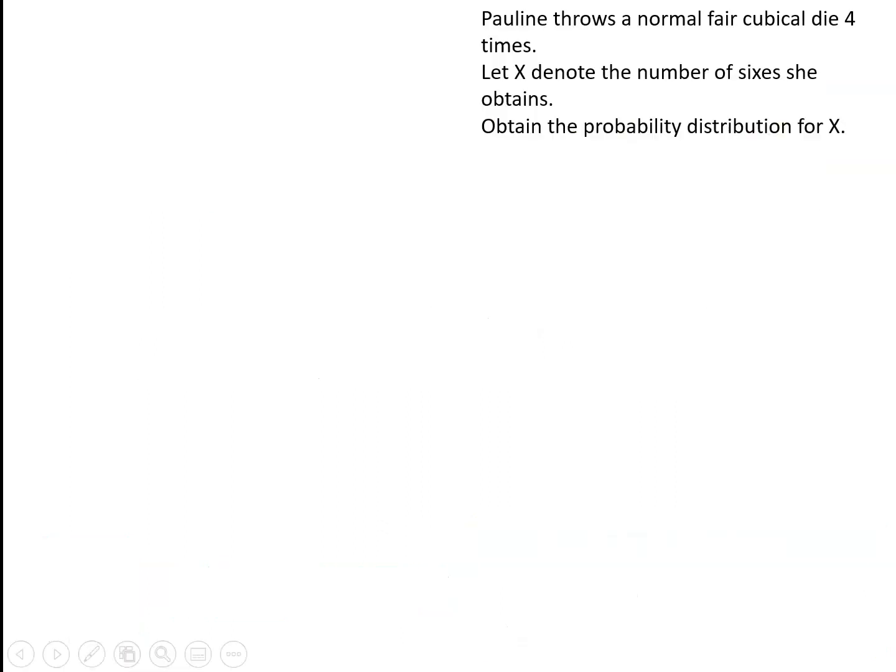So, Pauline throws a normal fair cubical die 4 times. Let x denote the number of sixes she obtains in these 4 throws. Obtain the probability distribution for x.